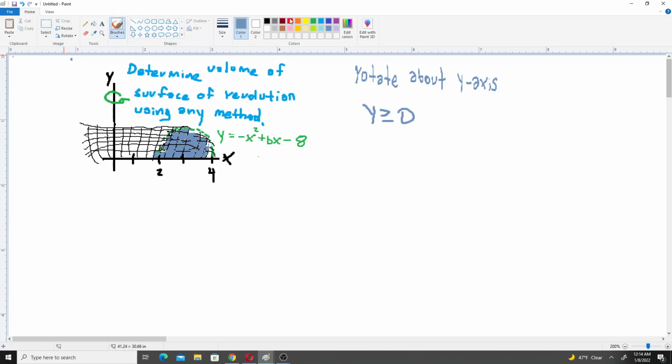Hello everyone, I have a problem for you today. Determine the volume of the surface of revolution using any method.